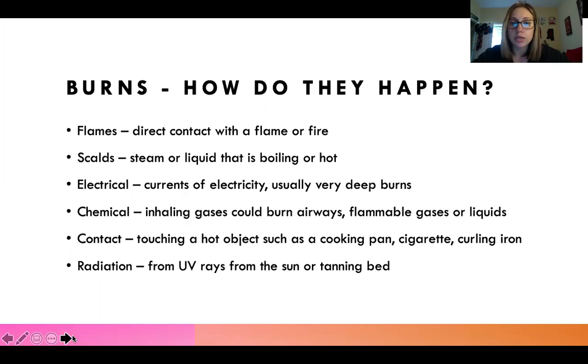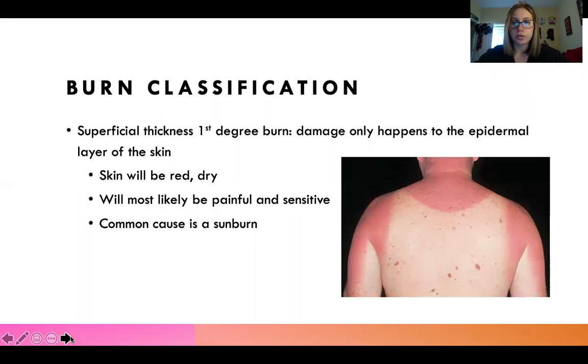Contact burn, touching a hot pan or hot curling iron would be considered a contact burn. And then you have radiation, which would be from UV rays, sunburn, or the tanning bed. So the first burn classification is superficial thickness. It's a first-degree burn, and it's only to the epidermal layer. It'll be painful and sensitive and dry and definitely red.